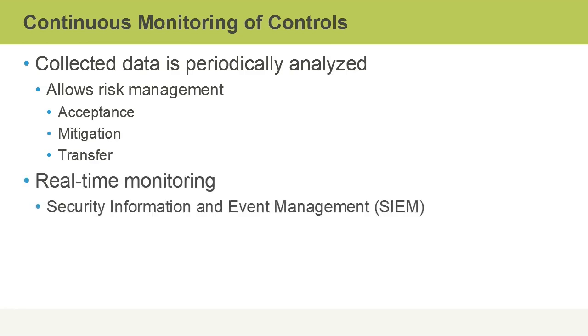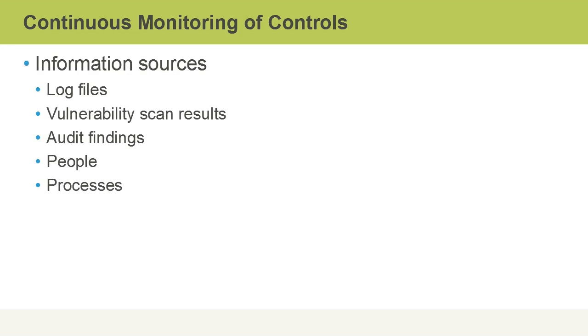Real-time monitoring is possible with systems including Security Information and Event Management Systems, otherwise called SIEM. Information sources for continuous monitoring come from a multitude of places, including log files, which could be for network devices, servers, client devices, applications, and so on.